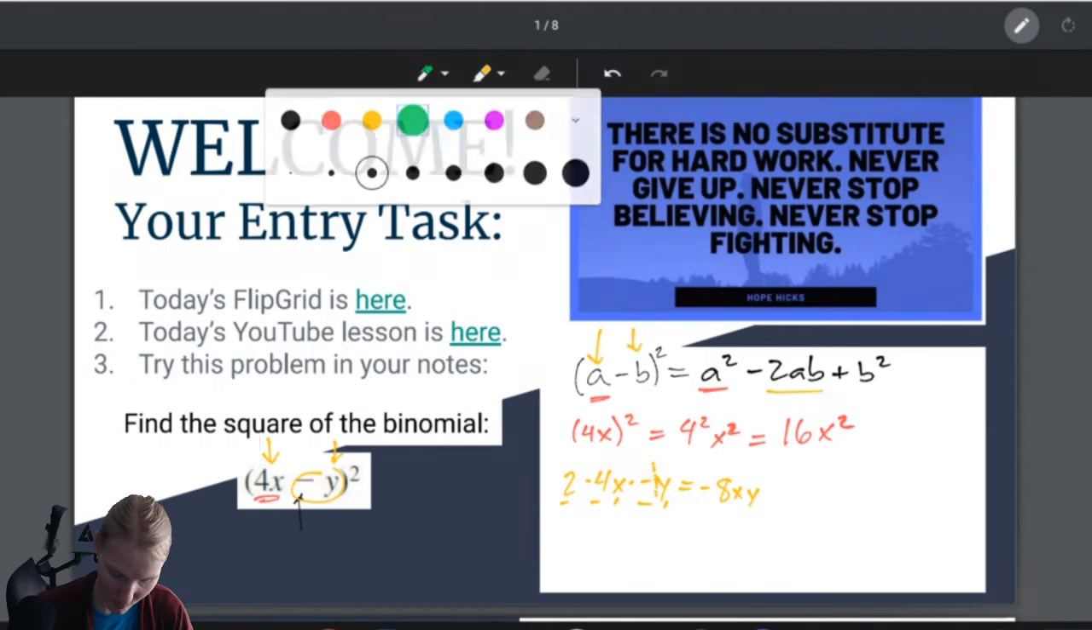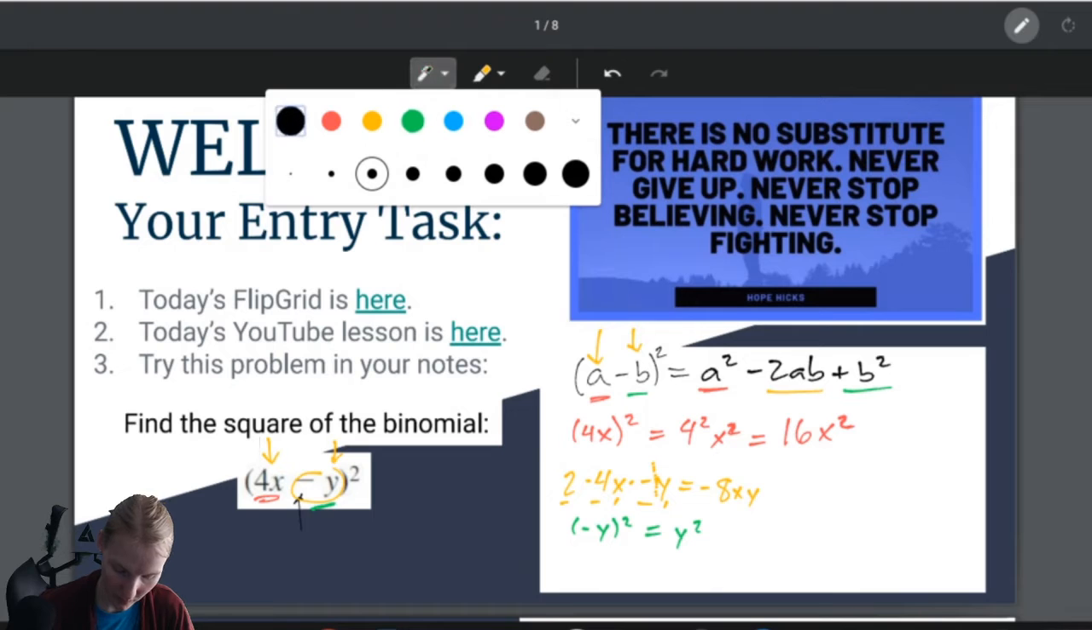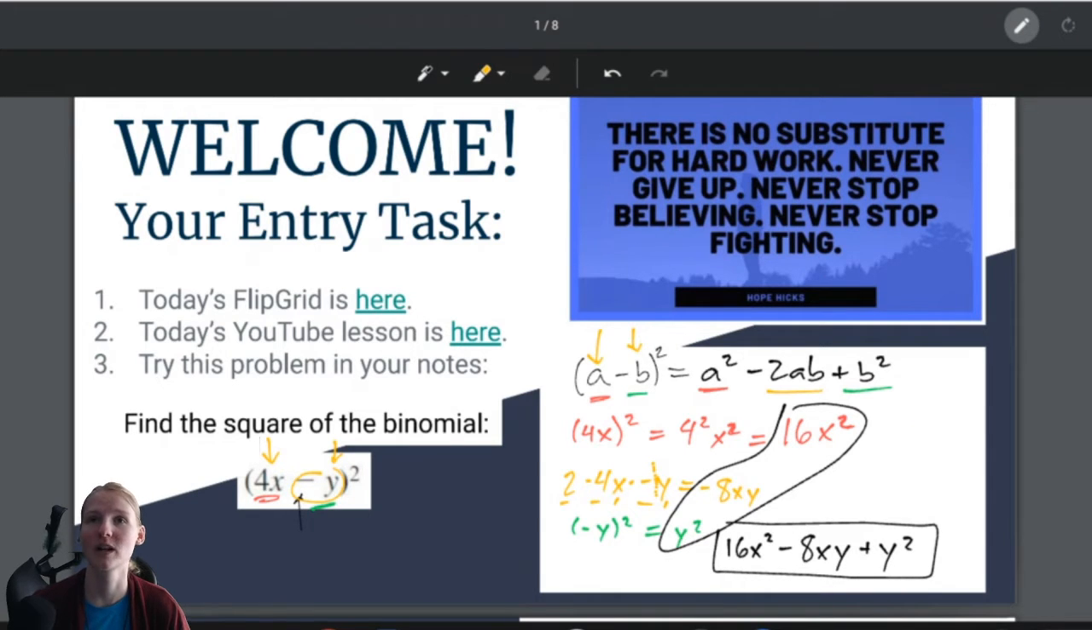And lastly, we have our b squared. So that's our last term, but squared. So negative y squared. Negative times a negative is a positive, so this will be positive y squared. Beautiful. Now we just need to put all these together into our final polynomial. 16x squared minus 8xy plus y squared.